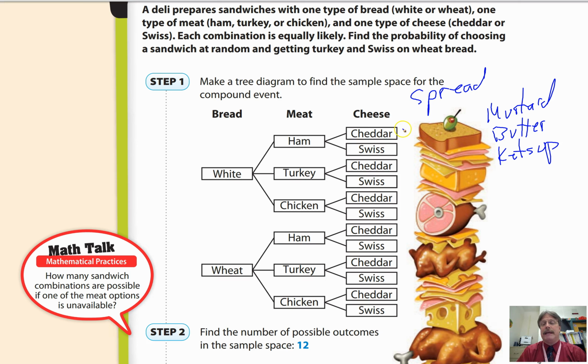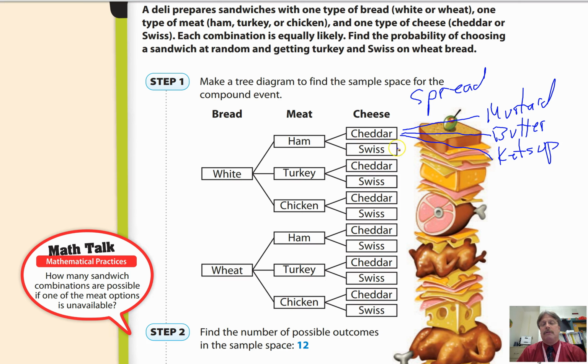So then cheddar would go to mustard, butter, and ketchup. And then we would duplicate this again. So what happens now, our probability is going to change. If I want white ham with Swiss cheese and mustard, okay, so I have to recount. Now remember, I've added 3 outcomes here.